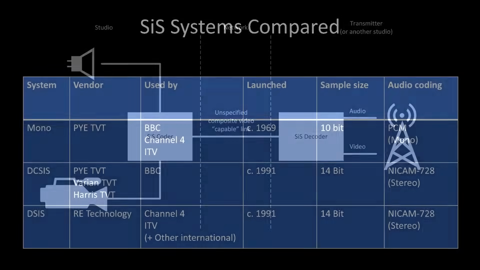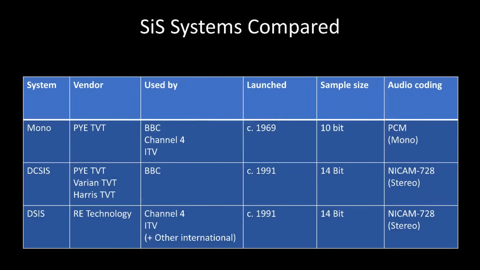Two generations of the technology existed. The first was developed in the 1960s and digitized the audio as mono PCM. The second was based on NICAM 728, which was widely used for television audio throughout the PAL world.